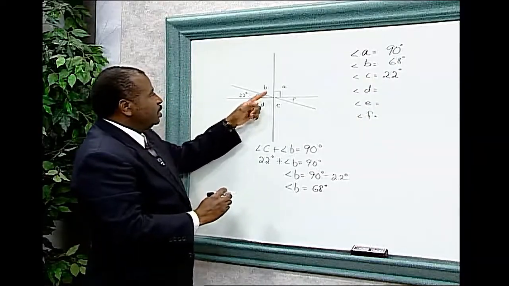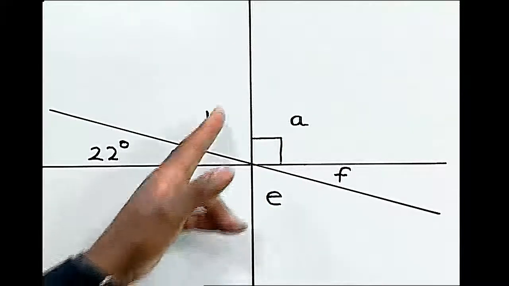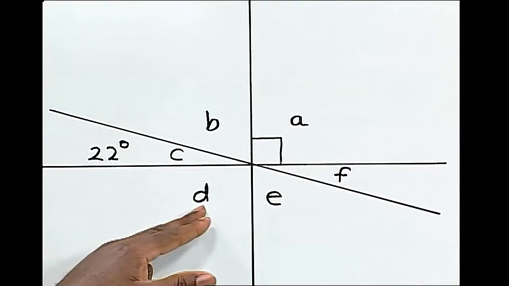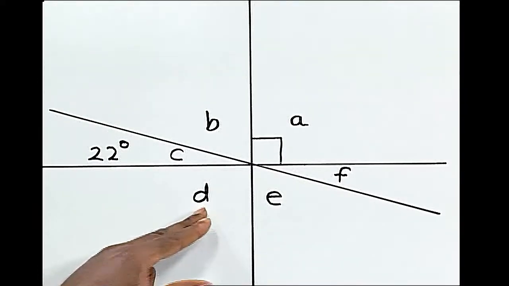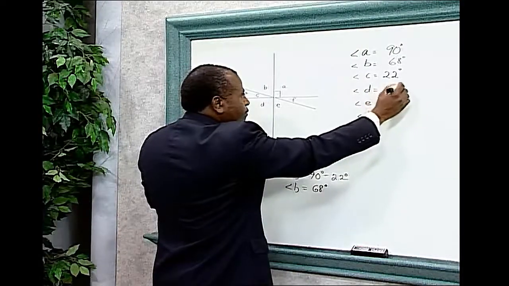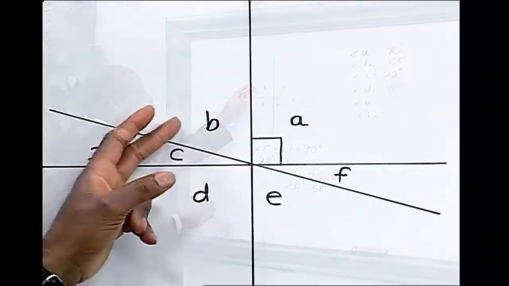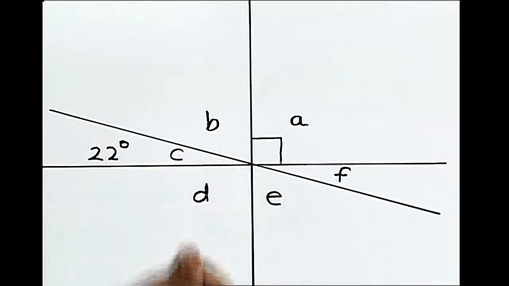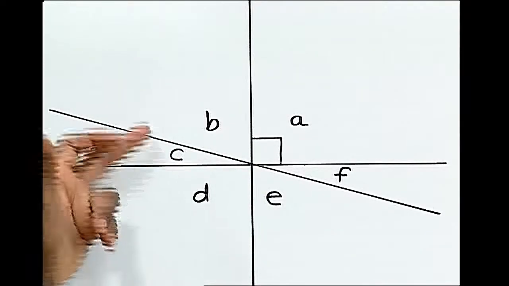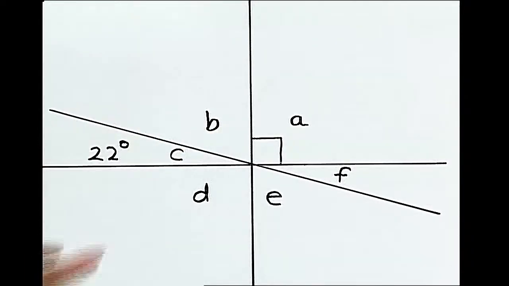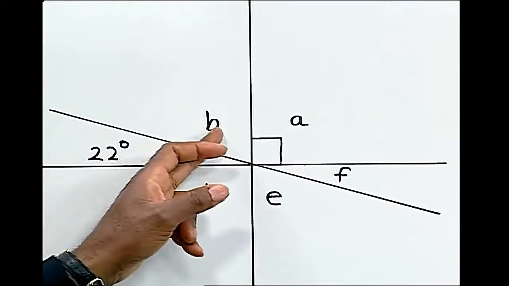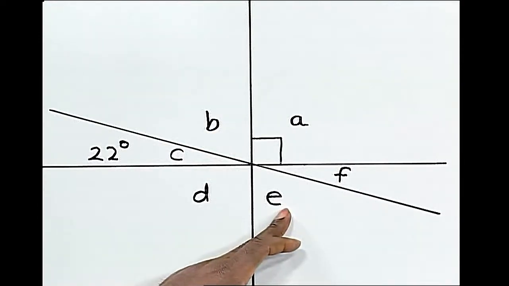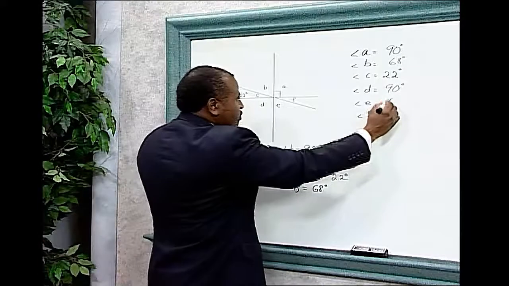Angle D. If angle A is 90 degrees and the lines are perpendicular, then angle D is also 90 degrees. Angle B and angle E are opposite each other. If two lines meet so the opposite angles are formed, then the opposite angles are equal. Therefore, angle B is equal to angle E. So if angle B is 68 degrees, then angle E would also be 68 degrees.